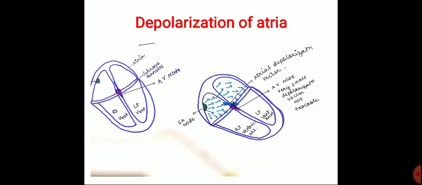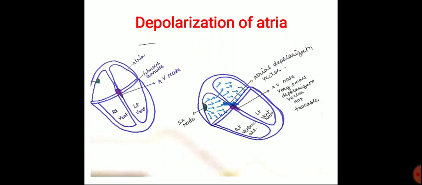Now we see the electrical activity of the heart, and how this electrical activity causes the depolarization and the repolarization of the heart. The first electrical activity of the heart is the depolarization of the atria. This depolarization of the atria starts from the SA node. As we know, the SA node is the pacemaker of the heart. When the SA node starts firing, it causes the depolarization of the atria.